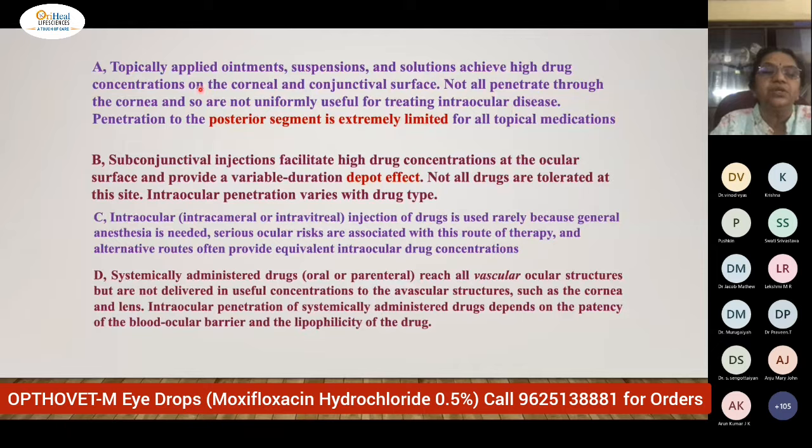So it is not good for intraocular diseases. It is used only for the topical. And penetration to the posterior segment is extremely limited. So you are not supposed to use it. If you suspect a posterior uveitis, don't stop your treatment with the topical drops alone.